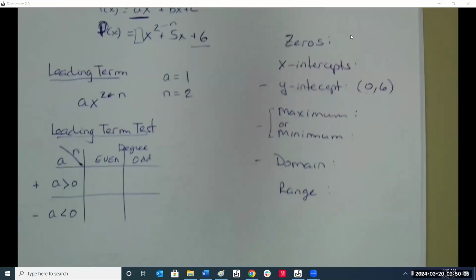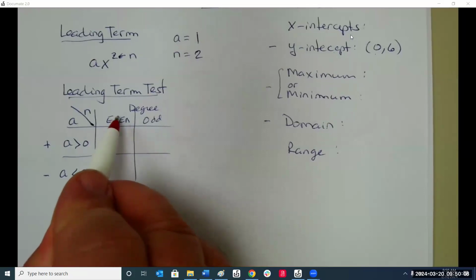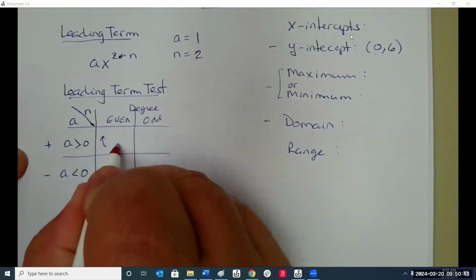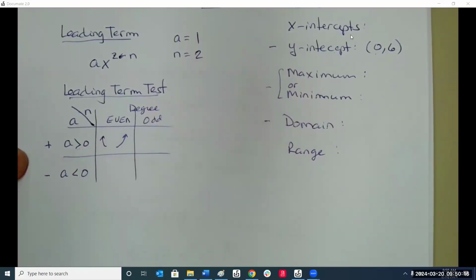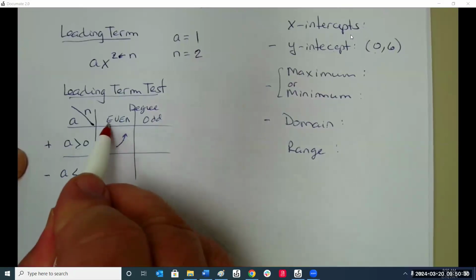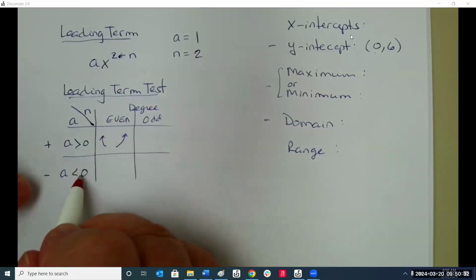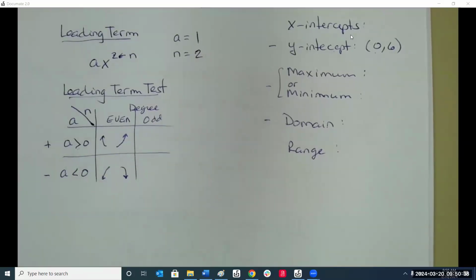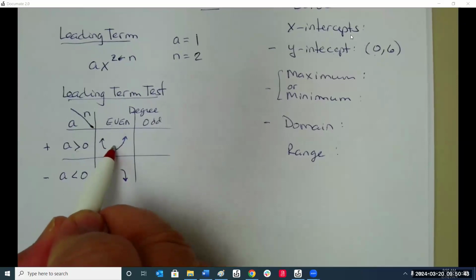So if our degree is even and a is positive, that means our end behavior, the ends of our graph, look like that. Both ends point up. If our degree is even, the exponent's even, and a is negative, then the ends of the graph point down. And right now, we don't know what happens in the middle.